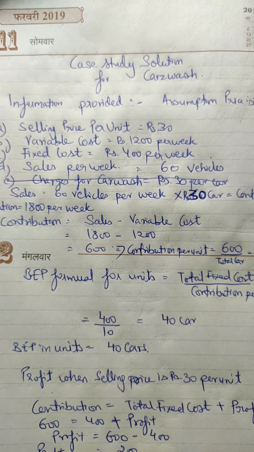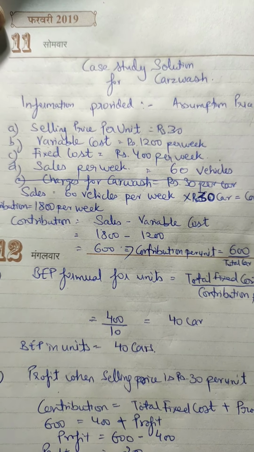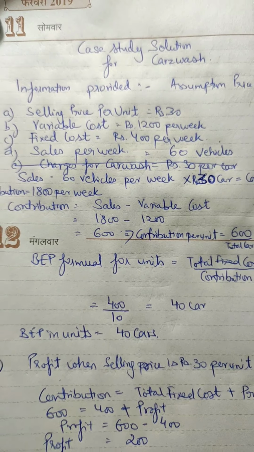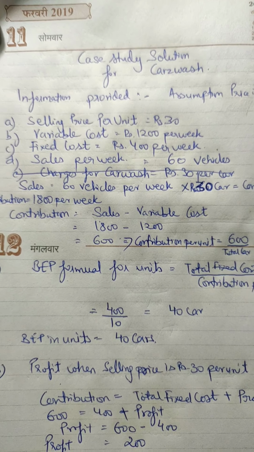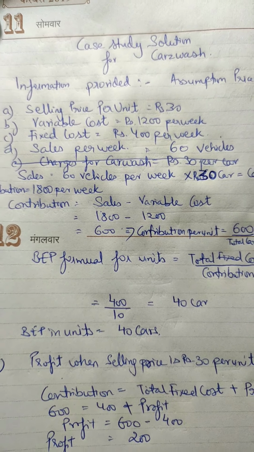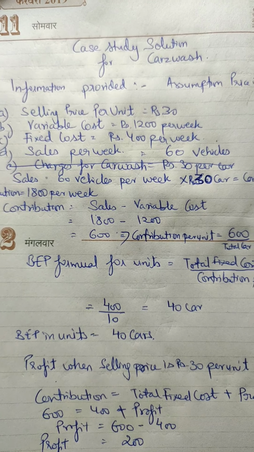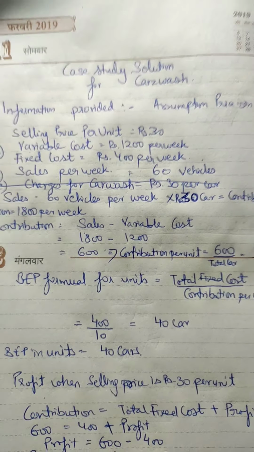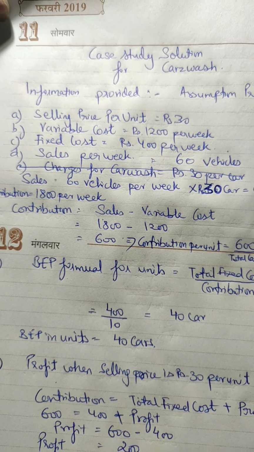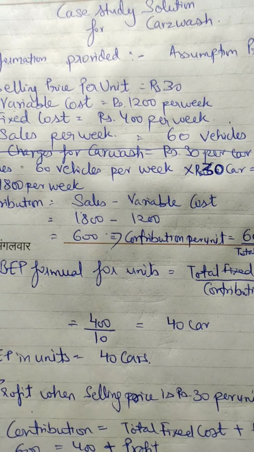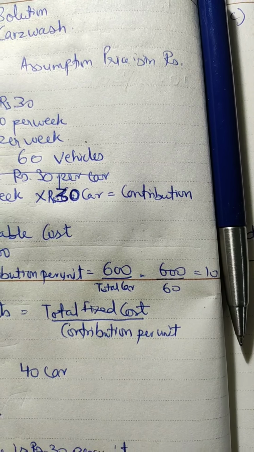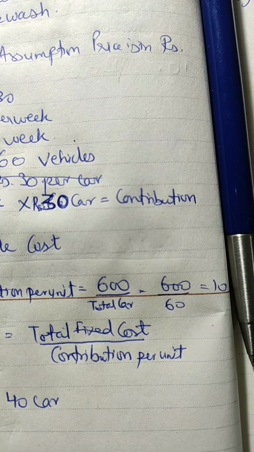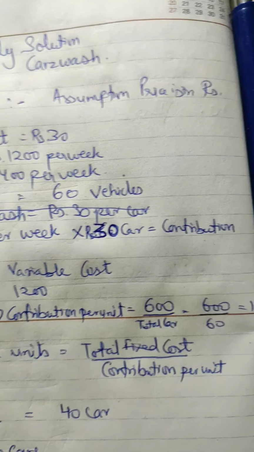First of all, we will calculate the total contribution. The formula for contribution will be sales minus variable cost. Total sales will be arrived by multiplying 60 vehicles with rupees 30 per vehicle, and variable cost is already given, that is 1200. So contribution will be 600 in a week, and contribution per unit will become 600 divided by 60 cars, which will result into 10 rupees per car as contribution.